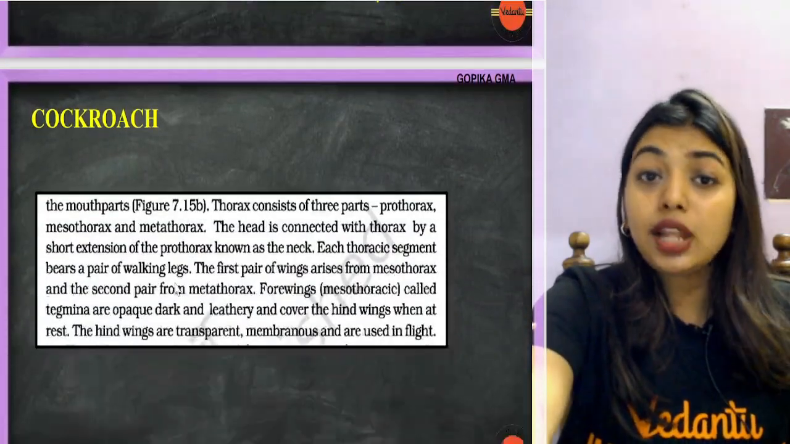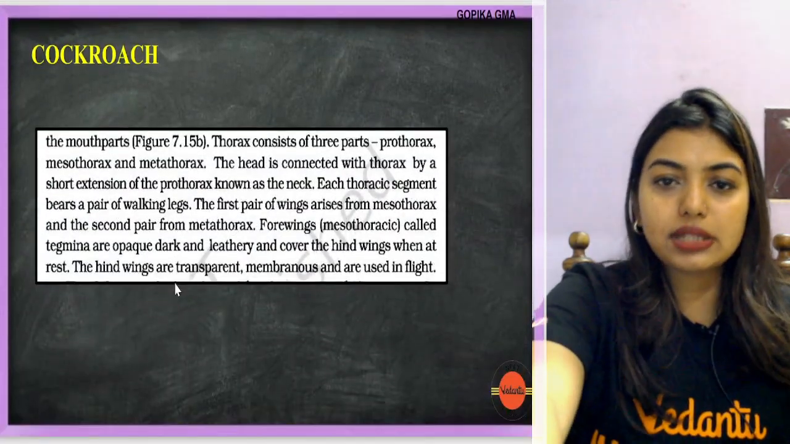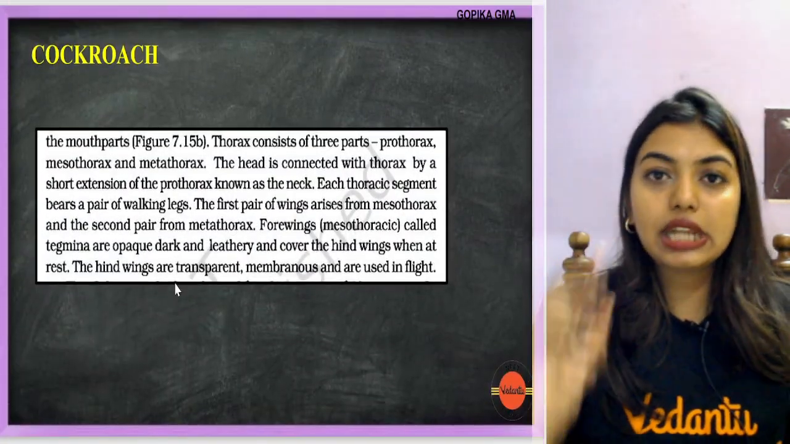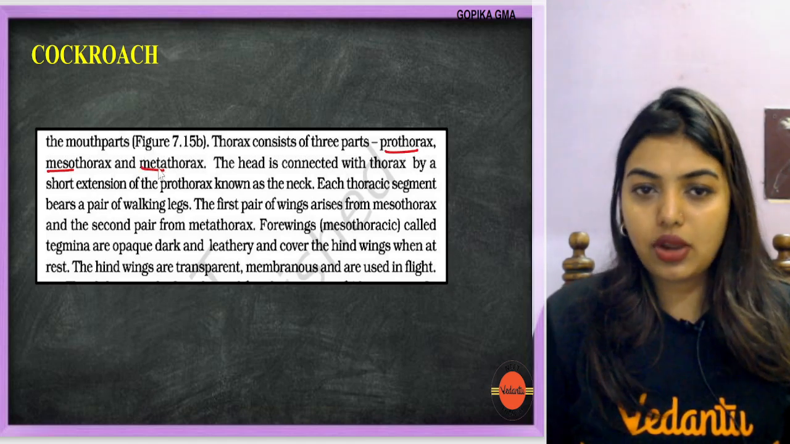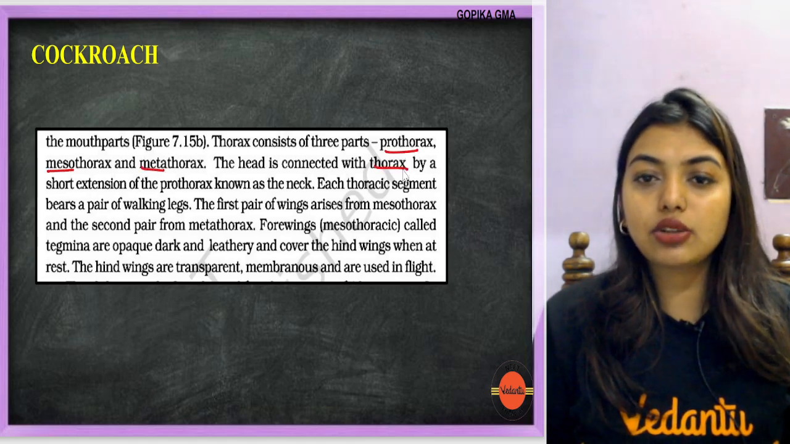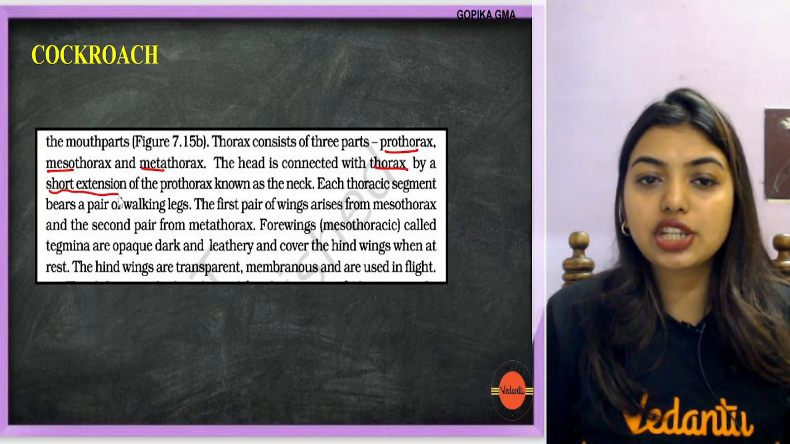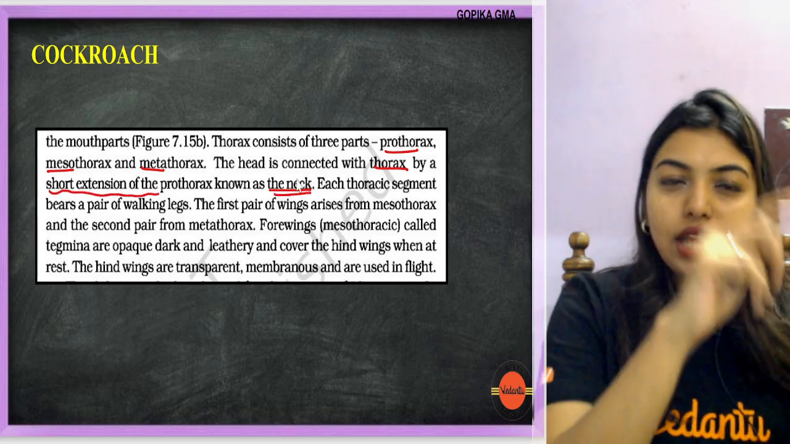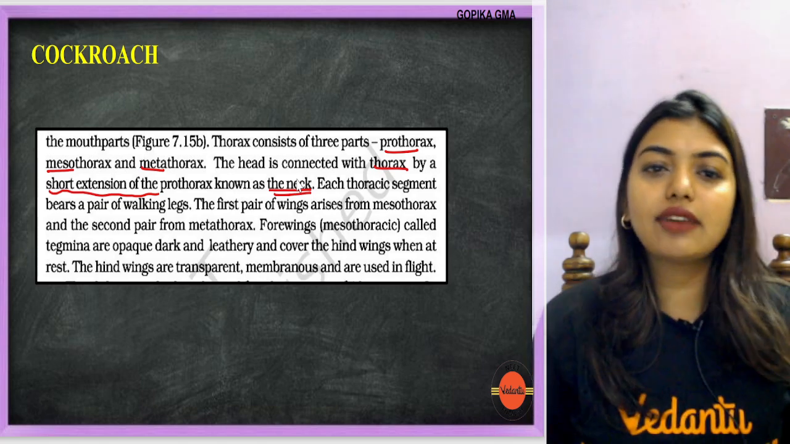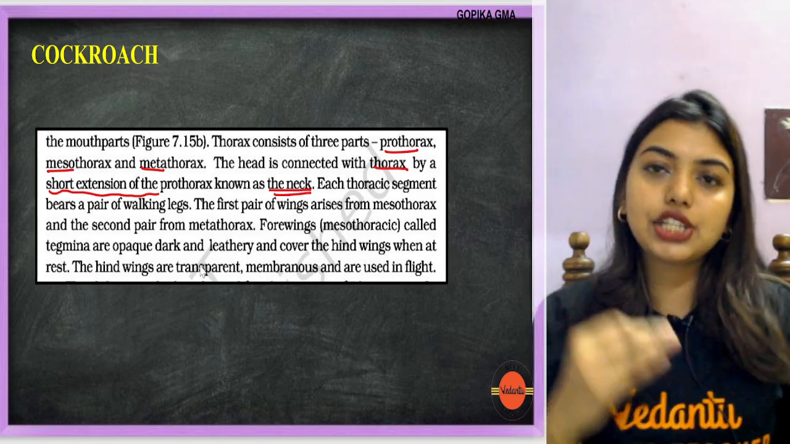Now the thorax. Look here, thorax consists of three parts. What are they? Pro, meso, metathorax. Now the head is connected with the thorax by a short extension of prothorax known as the neck. That's what I told you there, no? That neck region, they have a small region which is like the extension of the prothorax.